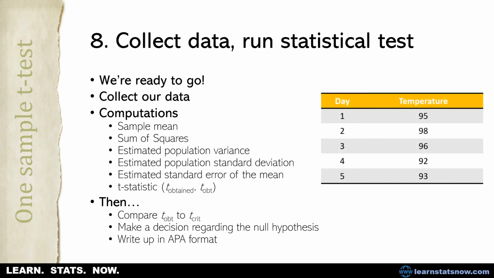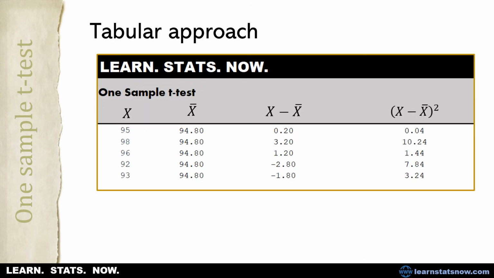So here's our data. We have 5 days of observations that were randomly drawn from September. And here's the temperature that came out, 95, 98, 96, 92, and 93. Okay, so let's do the tabular approach first. So in that first column, we have the sample of temperatures that we have collected, which I just showed you. And then the next thing we're going to do is calculate the mean of that sample. So that's the sample mean.